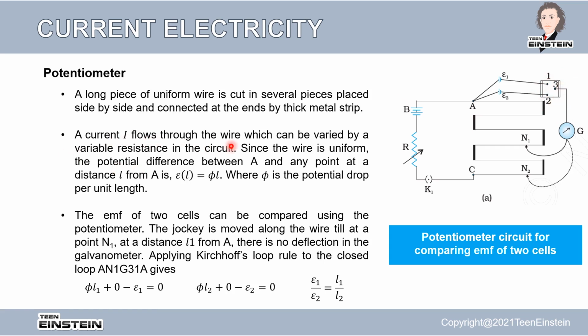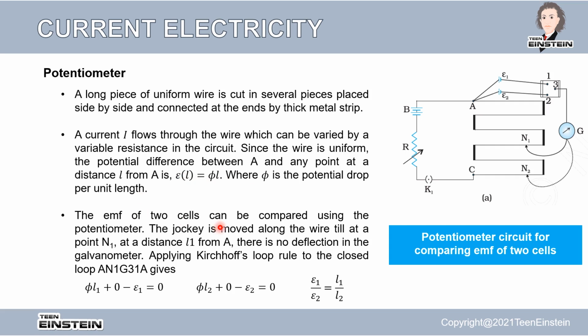A current I flows through the wire which can be varied by a variable resistance in the circuit. So variable resistance is this. This resistance controls how much current flows through this wire. Since the wire is uniform, the potential difference between A and any point at a distance L from A is epsilon of L equal to phi into L. So phi is the potential drop per unit length. See, if potential drop per unit length is phi, then for length L, the total potential drop is going to be phi into L.